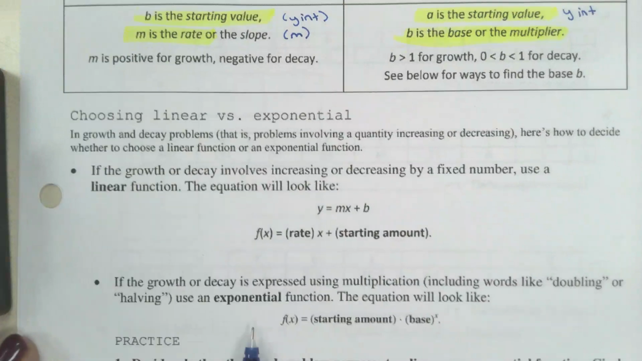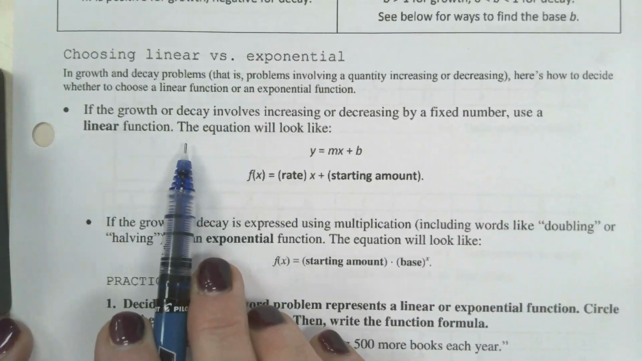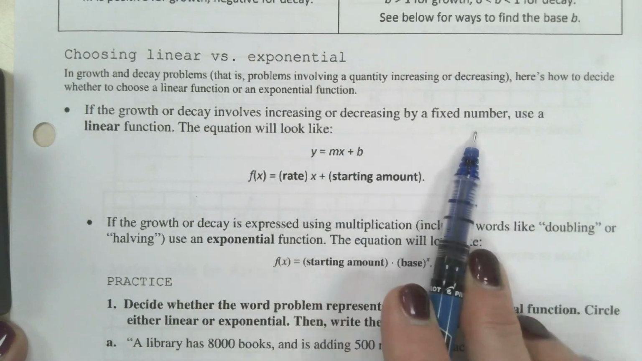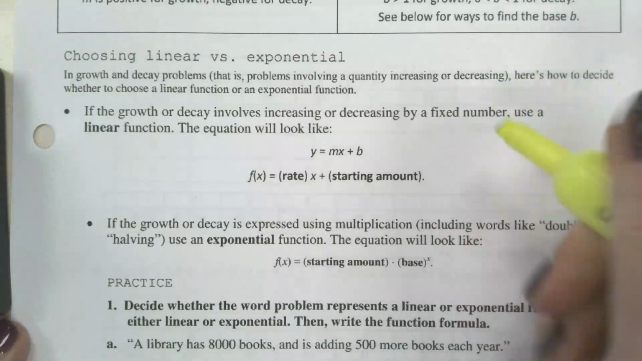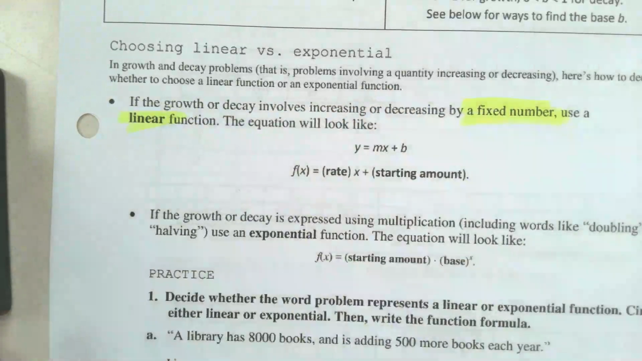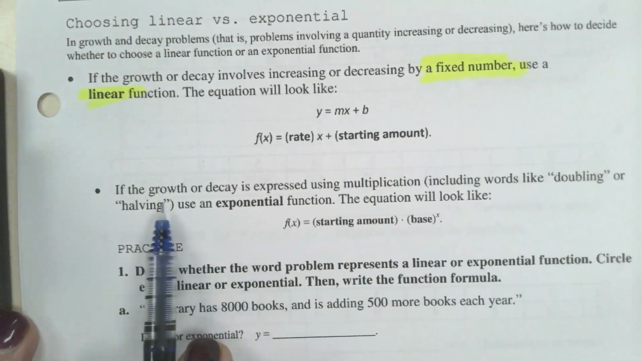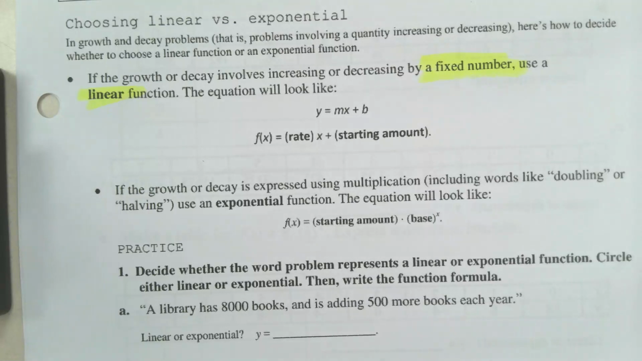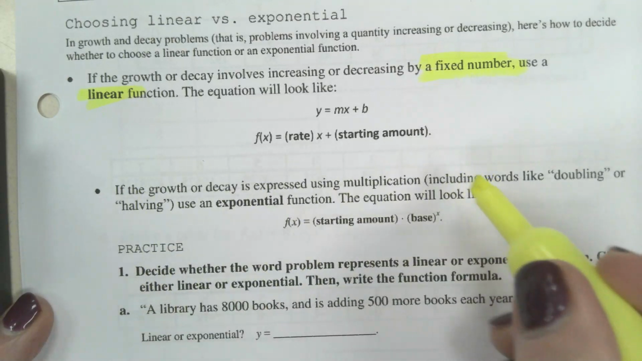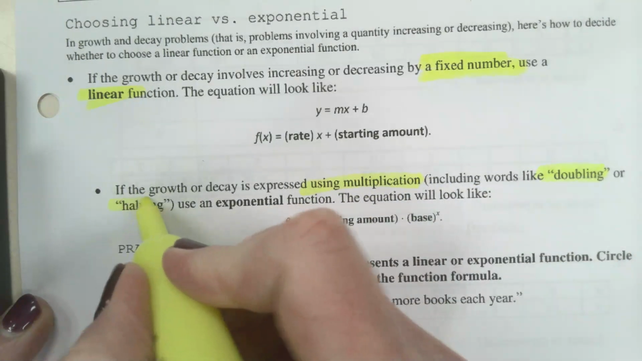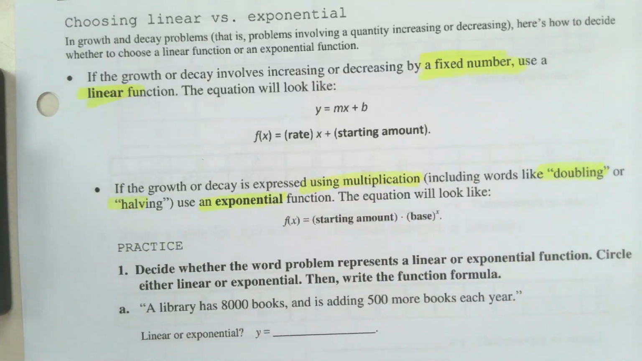All right. So this says that if the growth or decay involves increasing or decreasing by a fixed number, then you are going to use the linear function. What would that look like? It would look like this. And this says if the growth rate is using multiplication, and you see words like doubling or halving, that is going to be your exponential function.